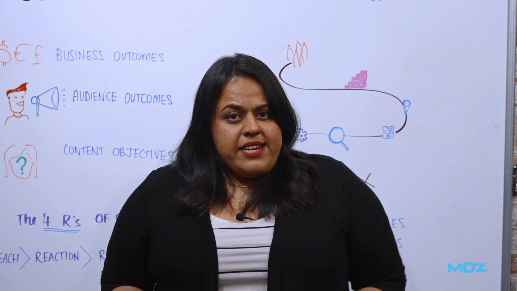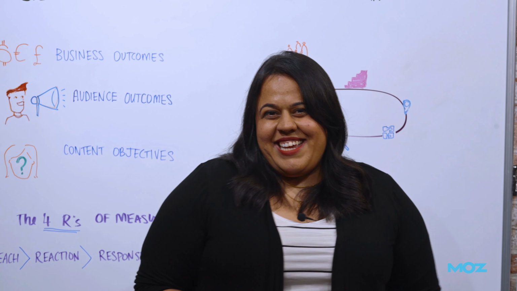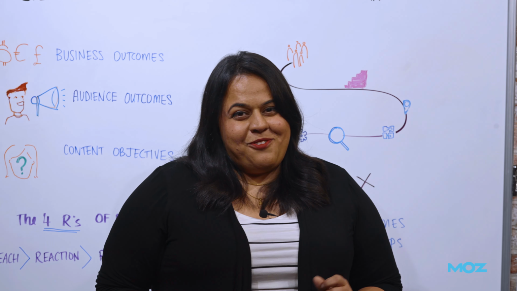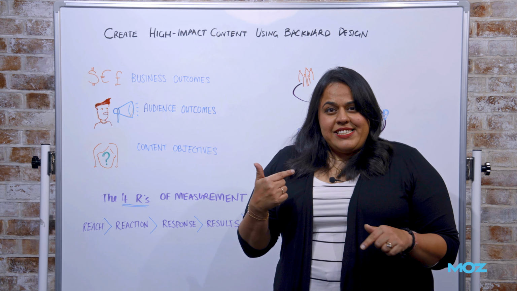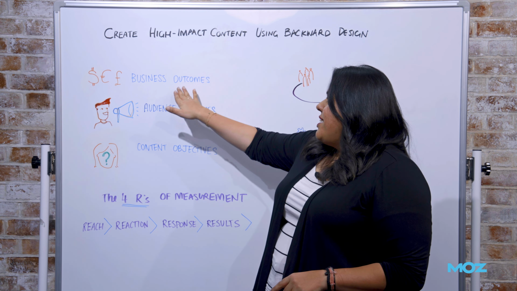Now, backward design is a process that I have adapted from the world of instructional design, but it works brilliantly for content marketing. With backward design, you flip the approach completely. You start with the business outcomes in mind. You want to start by what your business would define as success, what your CFO would consider as success. So let me use an example.